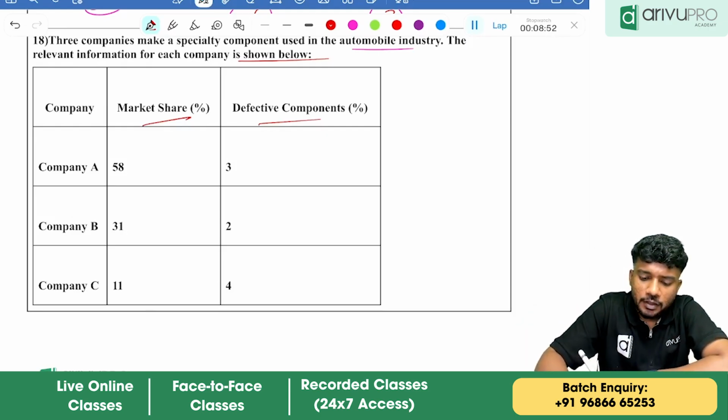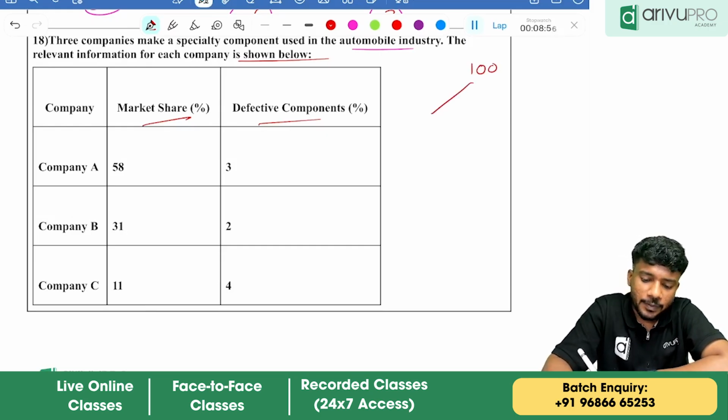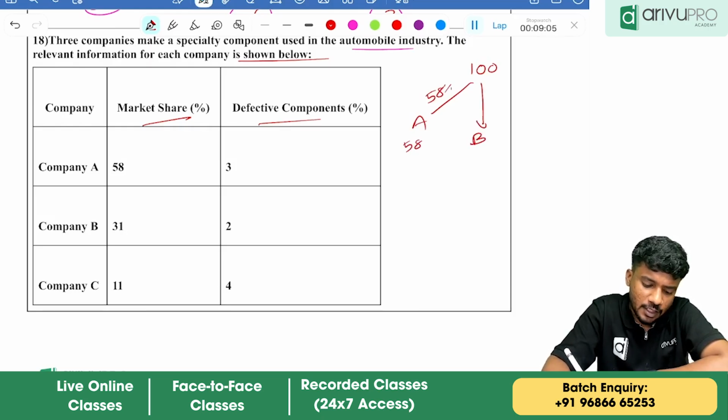Now, in total, 100 is the total market. Okay. Company A is having how much? 58% of the market. That means 58 will be there. Then company B is having how much? Company B is having 31% of the market. That is 31. Then company C, which is having how much? 11% of the market. That is 11.